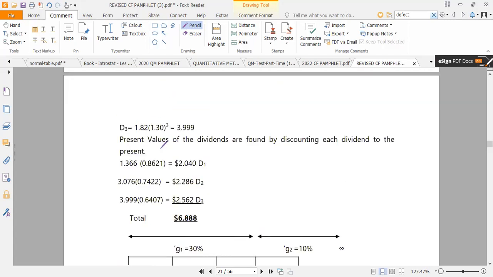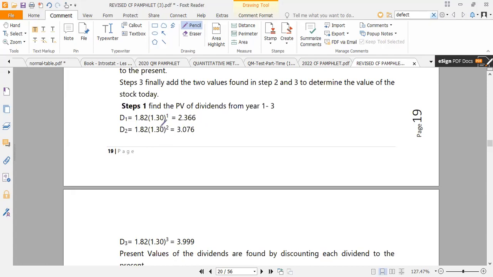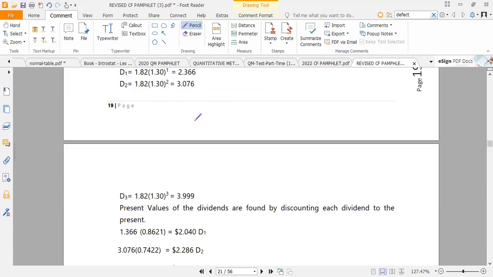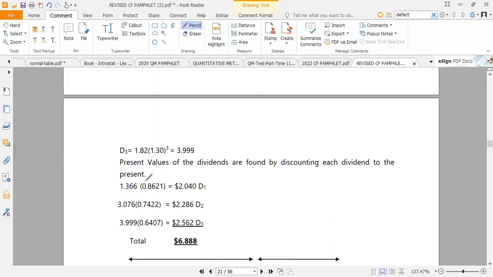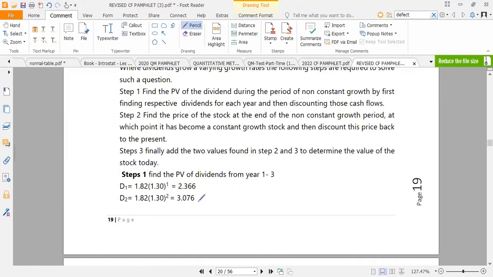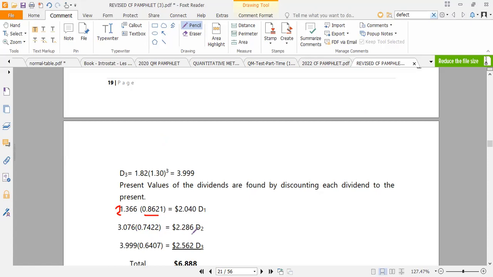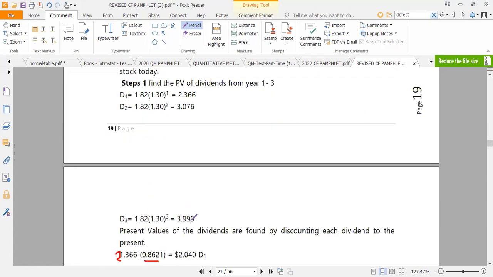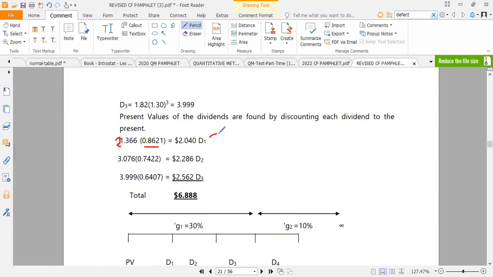So for year 1, after finding 2.366, you discount it by the discount factor. The discount factor here will give you the dividend in year 1. And the second one is 3.076. Discount it, it gives you 2.286. And finally 3.99, you also discount it. The total here will give you the value of stock in the first phase.